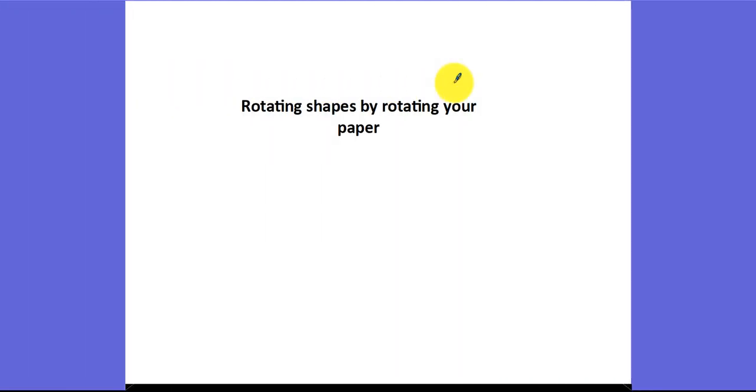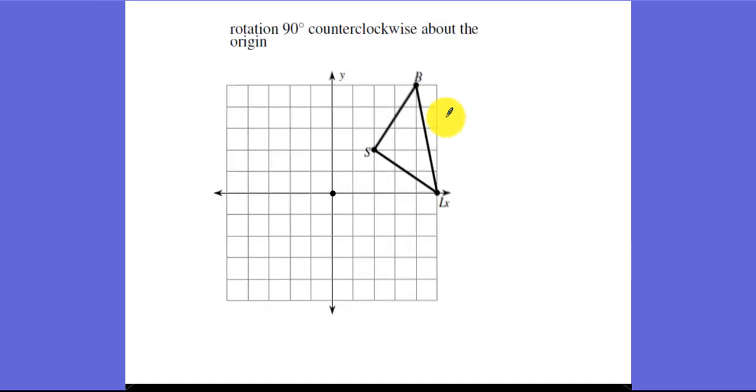We have different ways on how to rotate shapes. Let's discuss first how to rotate shapes by rotating our paper. Let's say I would like to rotate this triangle 90 degrees counterclockwise about the origin. So we know that counterclockwise is going to the left. 90 degrees means I have to move this triangle one quadrant to the left.